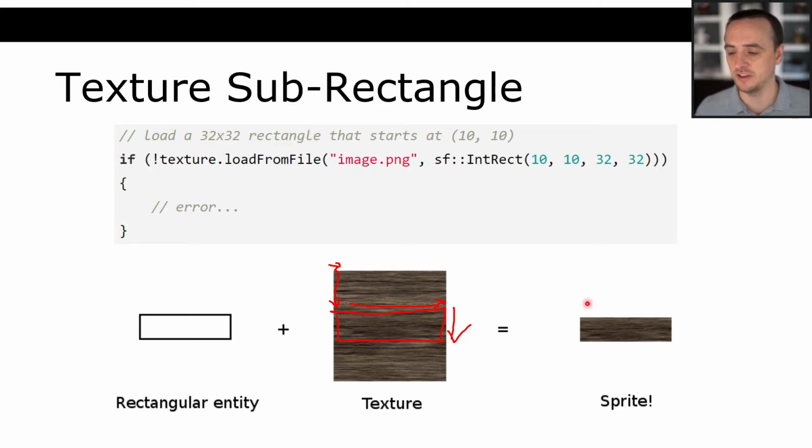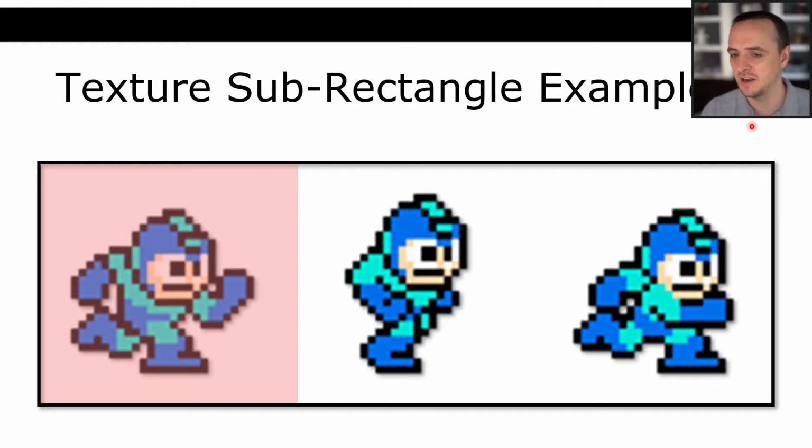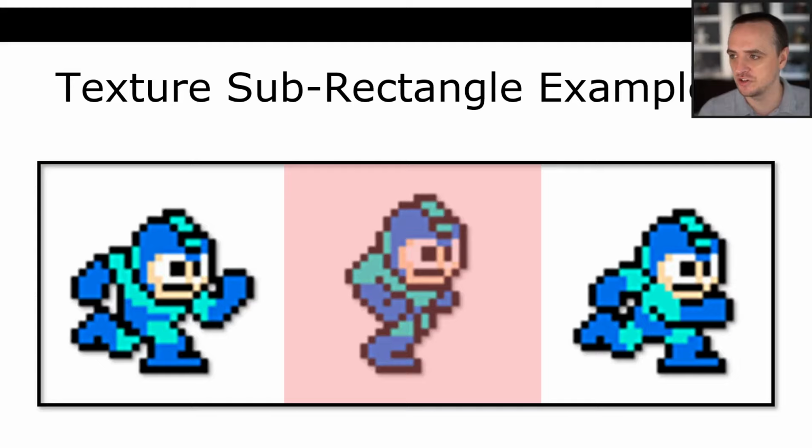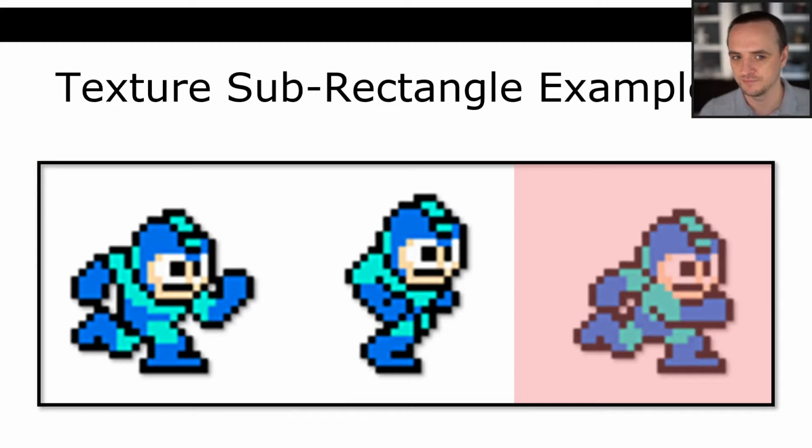And this is going to be how we actually load our animations, which is really cool. So we're going to have one big image that stores all our animations, and then we are going to be specifying sub-rectangles of this image to be what we actually draw for our animation. So let's get into that. Well, we'll get into that a little bit later.